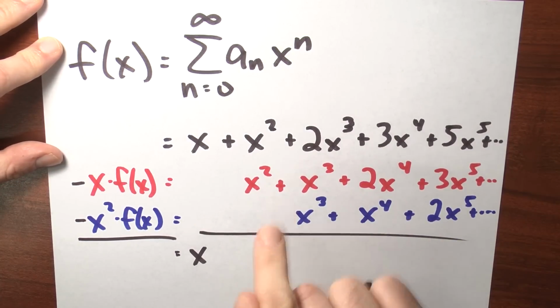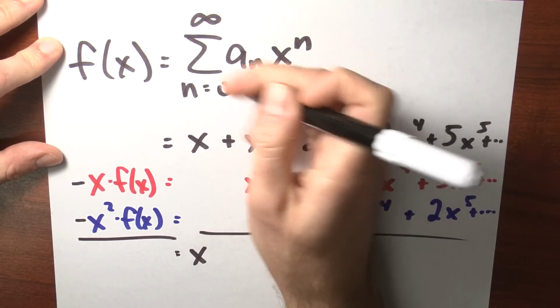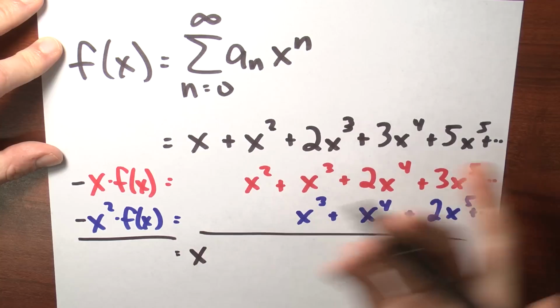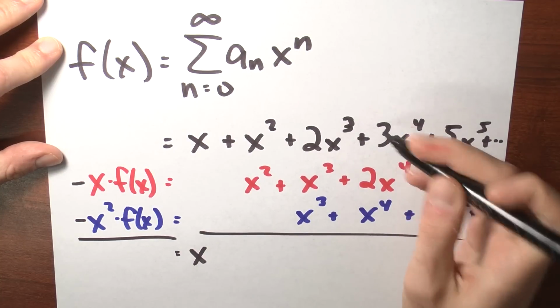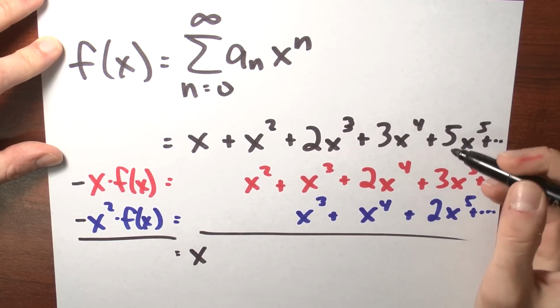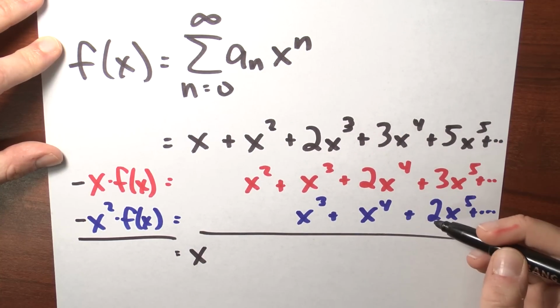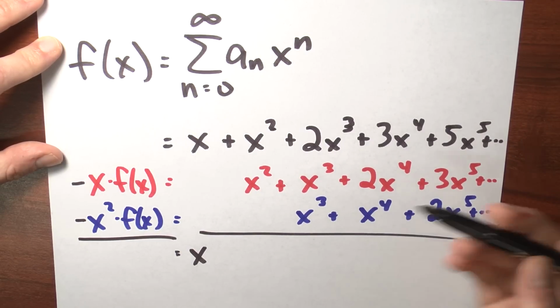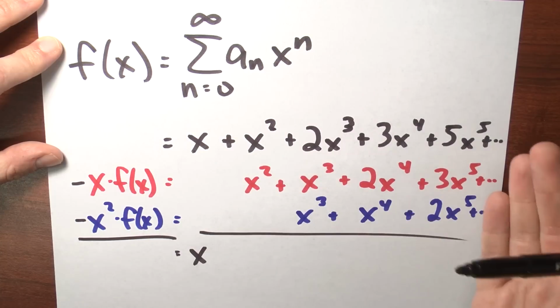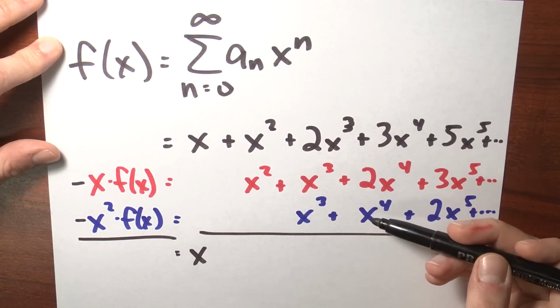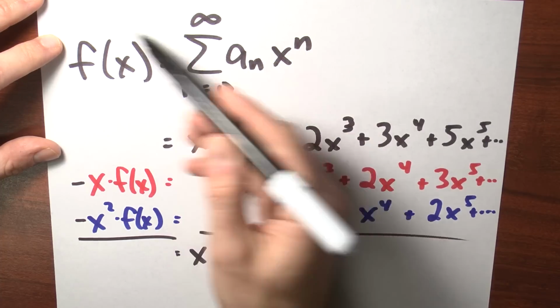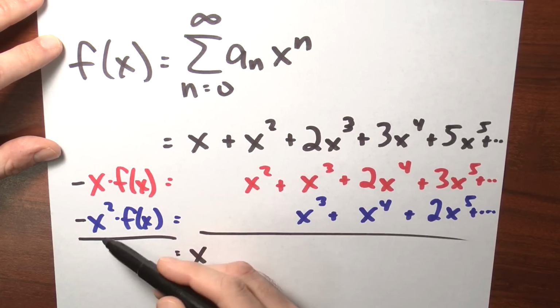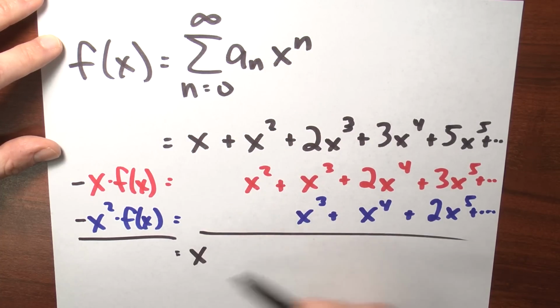The defining feature of this sequence of numbers, the coefficients a sub n, the Fibonacci sequence, is that each number is the sum of the previous two, right? 5 is 3 plus 2. The next number over here is what? It's 8. And 8 is 5 plus 3, right? Because each term in the Fibonacci sequence is the sum of the previous two, I've rigged it so that f of x minus x f of x minus x squared f of x is just equal to x.